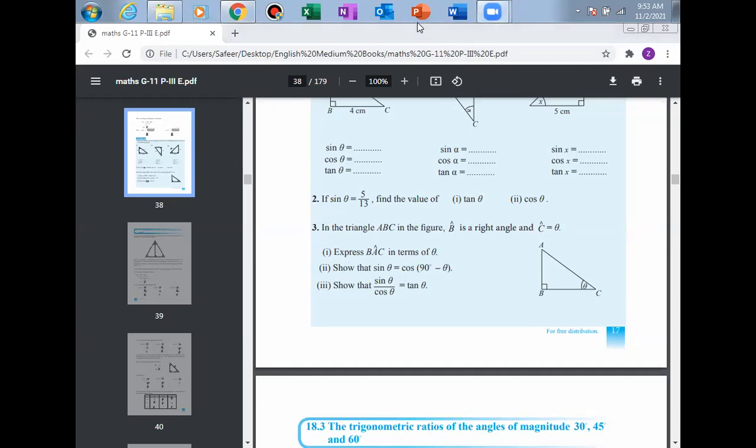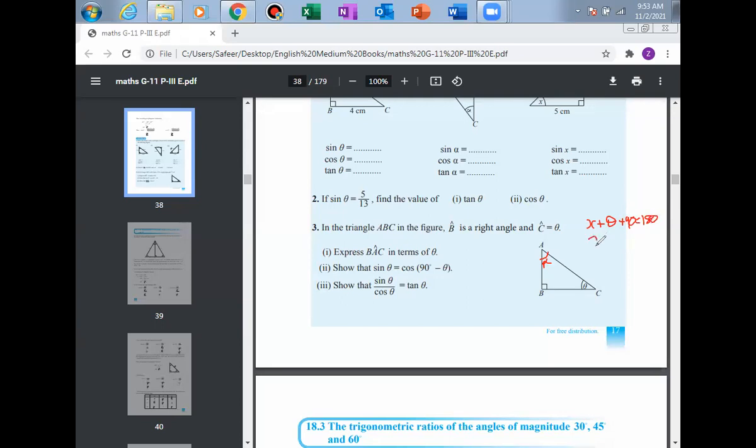Or you can say that unknown angle is x. Say this angle is x and find the value of x. Put this as x. Then x plus this one equals 180. So you can write x plus theta plus 90 should be equal to 180.